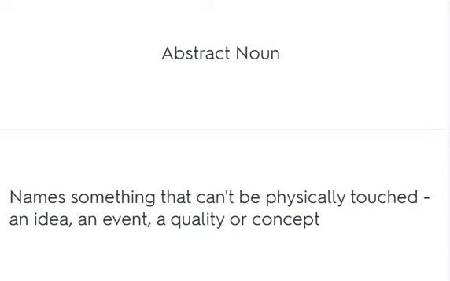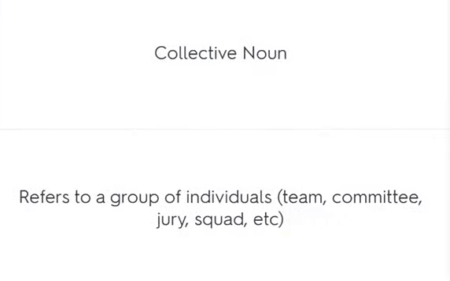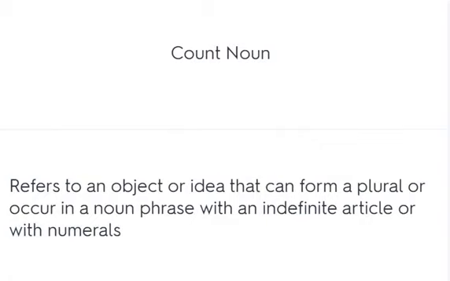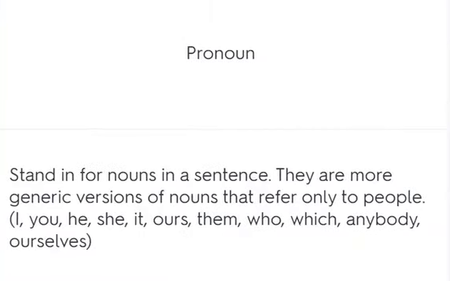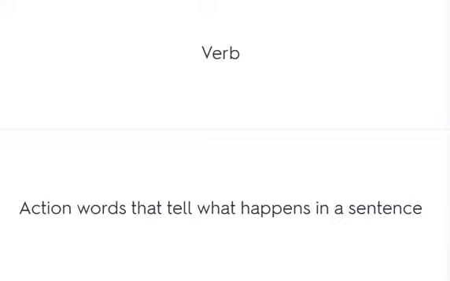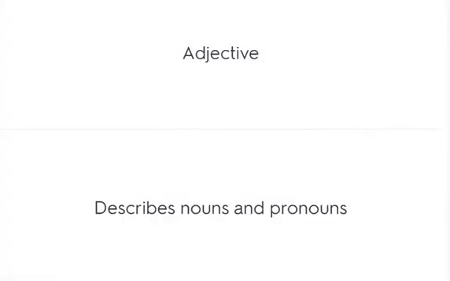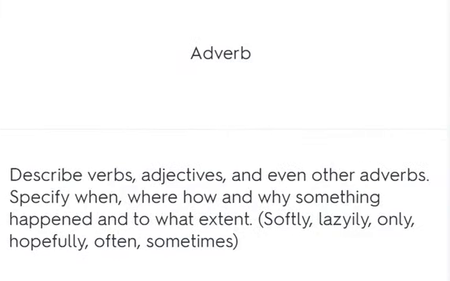Noun names something that can't be physically touched, an idea, an event, a quality or concept. Collective noun. Count noun. Pronoun. Verb. Adjective describes nouns and pronouns. Adverb describes verbs, adjectives, and even other adverbs, specifying when, where, how, and why something happened and to what extent.